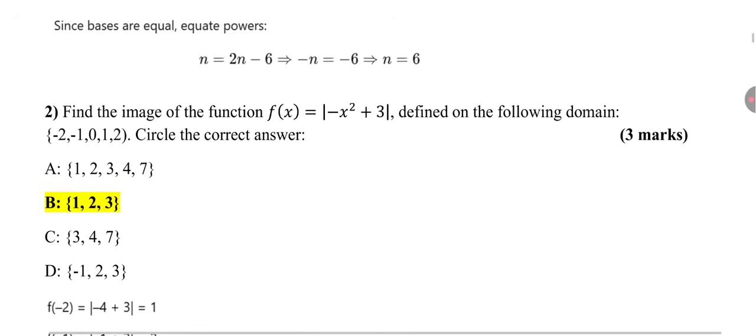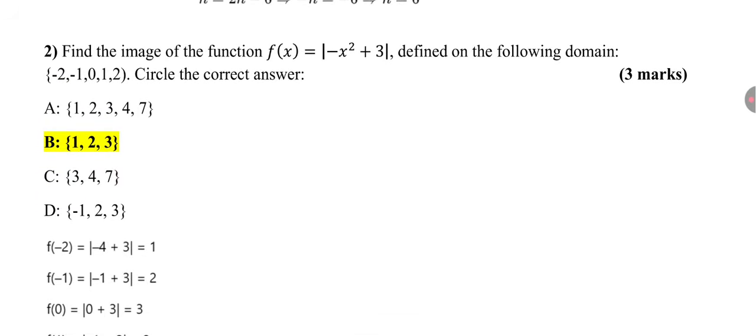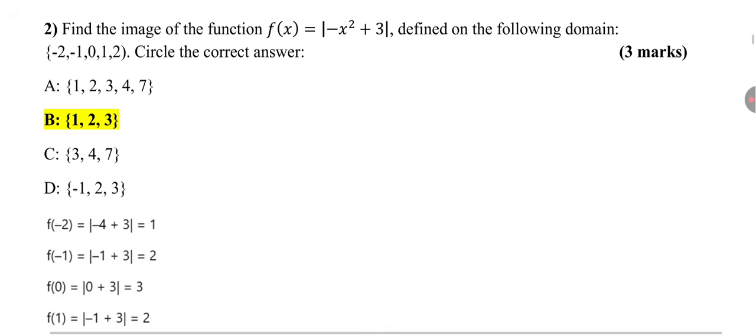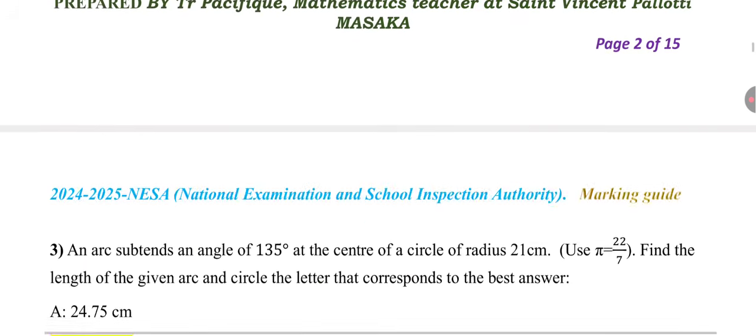Question number 2 was asking, find the image of the function f of x equal to the absolute value of minus x squared plus 3, defined on the following domain: -2, -1, 0, 1 and 2. Circle the correct answer. As you see, the answer is 1, 2 and 3, B, in yellow. Here is the proof.